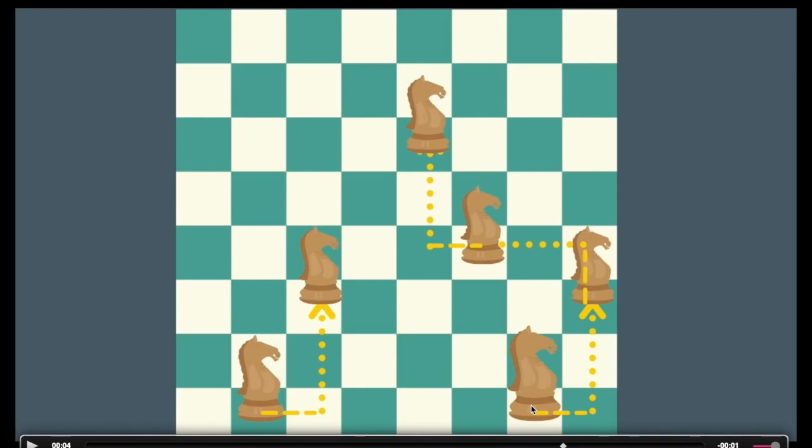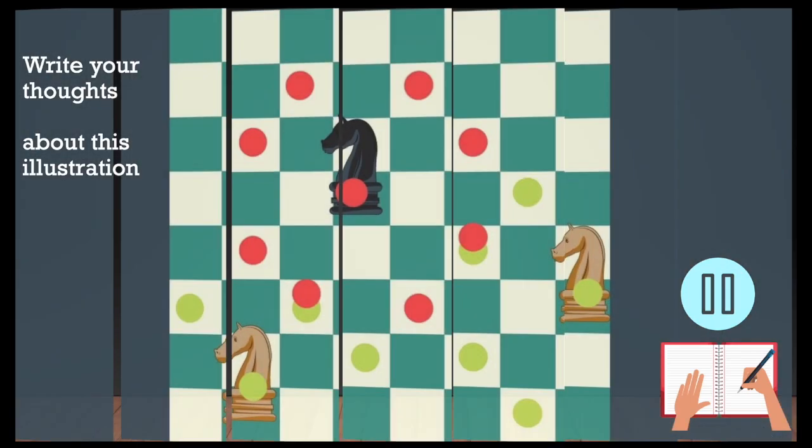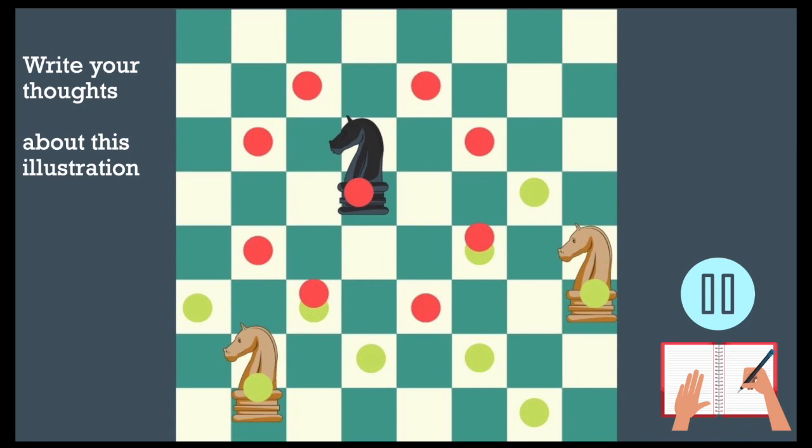That's for the knight. I would like you to write your thoughts about this illustration. And then, the color of the black knight has red dots, and the white knight has yellow-green dots.